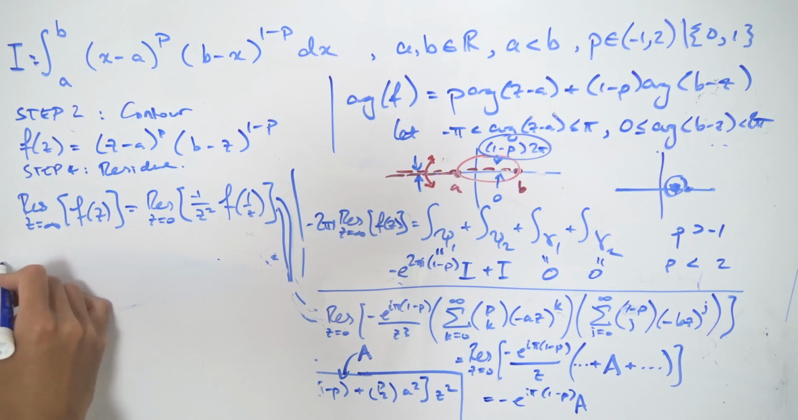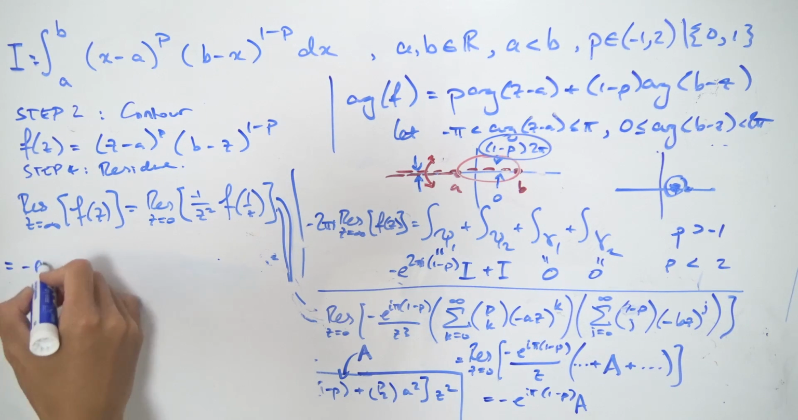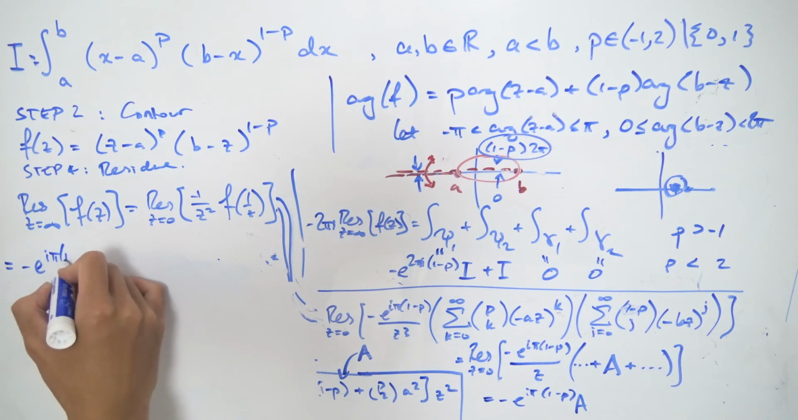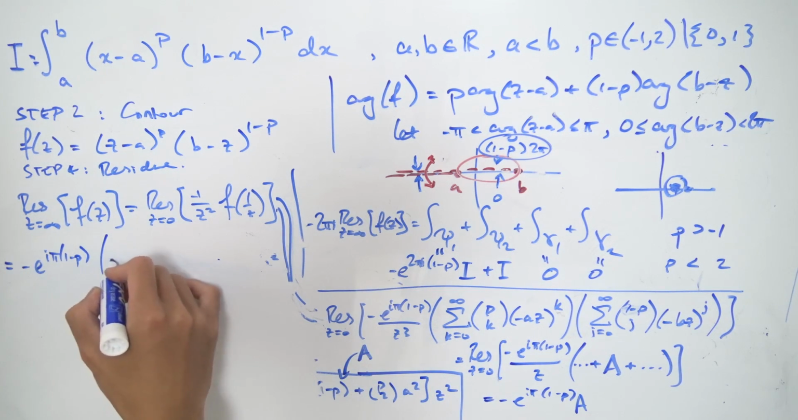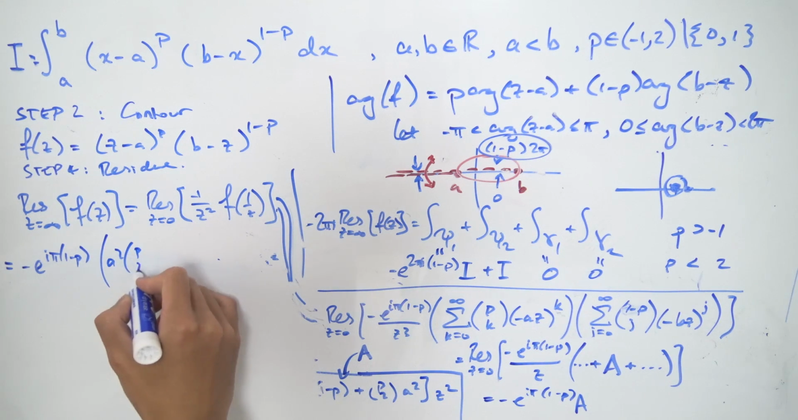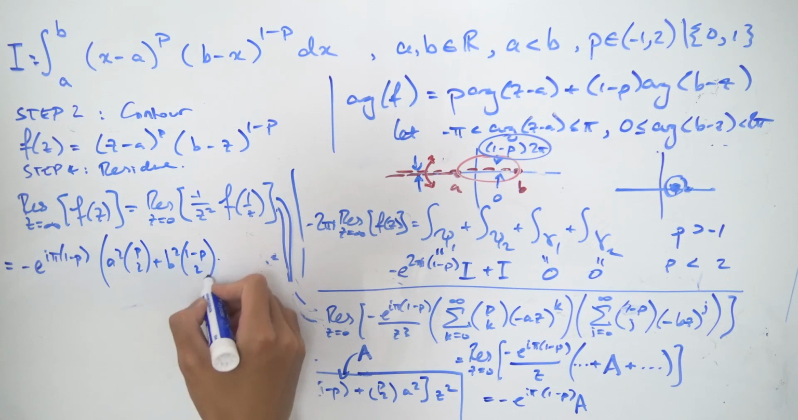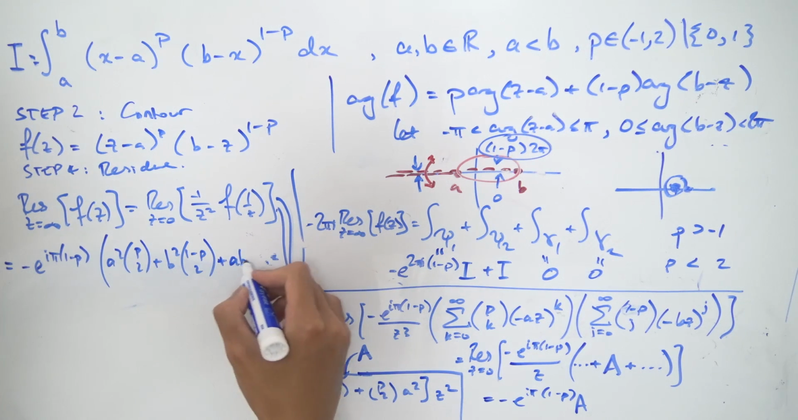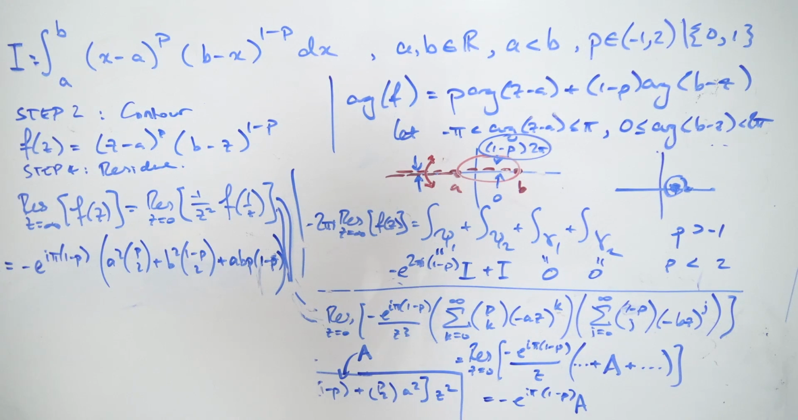So the final value for the residue at z equals infinity is going to be equal to minus e to the i pi times 1 minus p, and our A over here was precisely a squared times p choose 2 plus b squared times 1 minus p choose 2, and then we add a times b times p times 1 minus p. Alright, so now what I want to do is simplify this residue a little bit by getting rid of the p choose 2 and the 1 minus p choose 2.